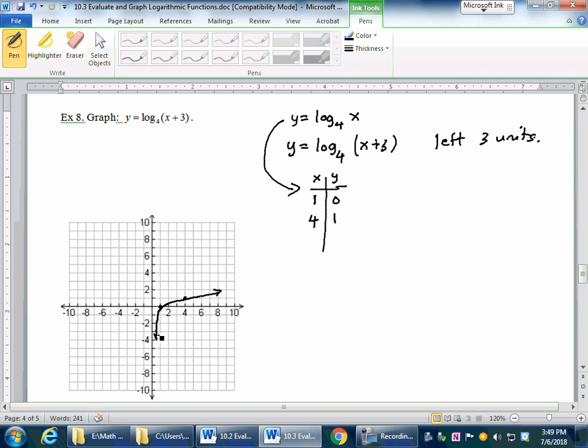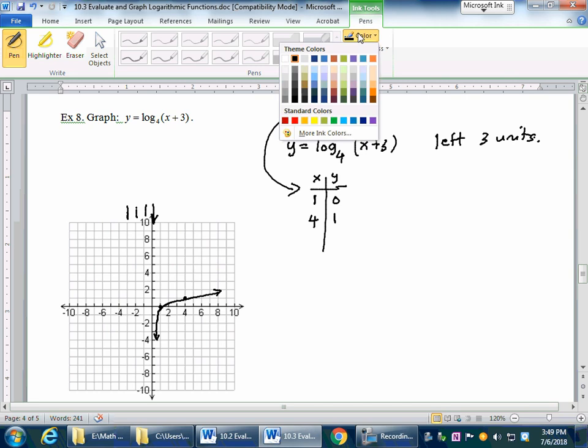Never passes through. Now, because the graph is going to be shifted to the left 3 units, my vertical asymptote, which is right here on the parent graph, will shift to the left 3 units also. 1, 2, 3 right here.